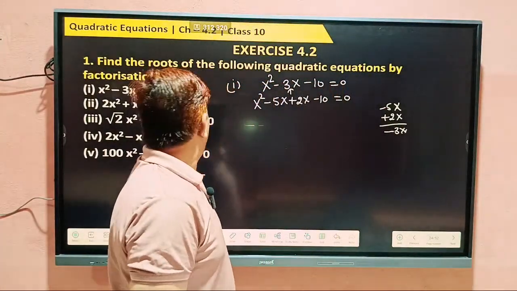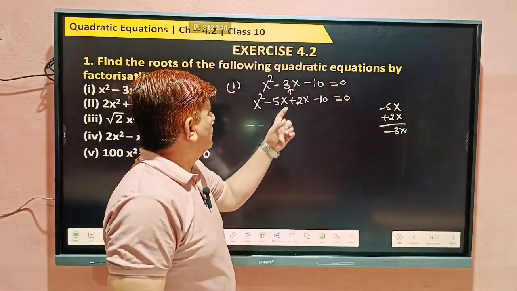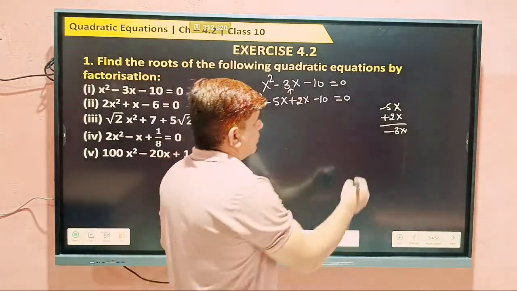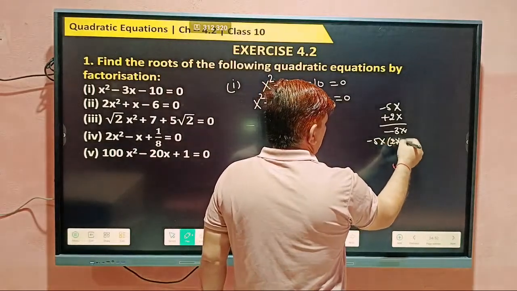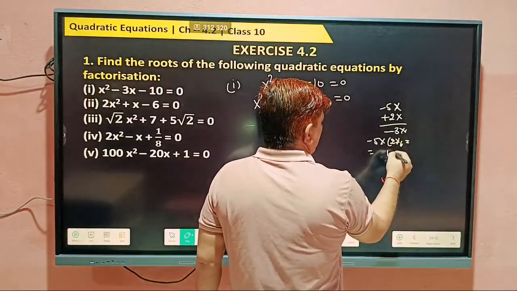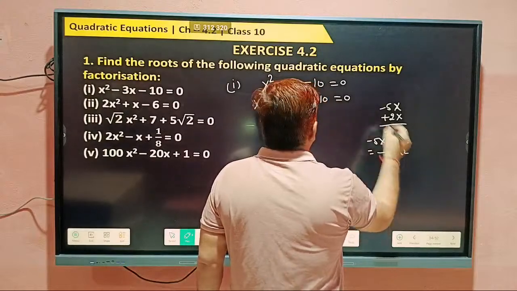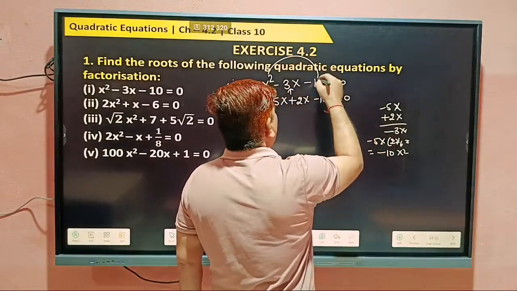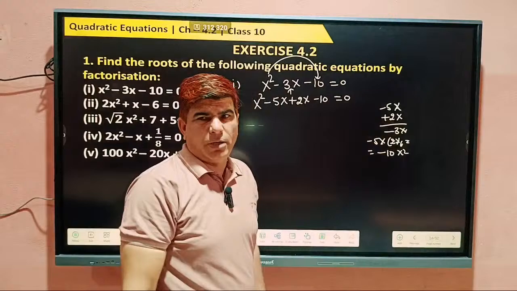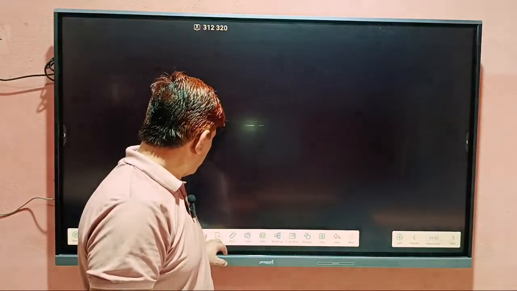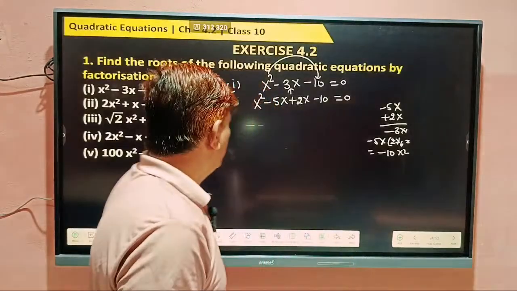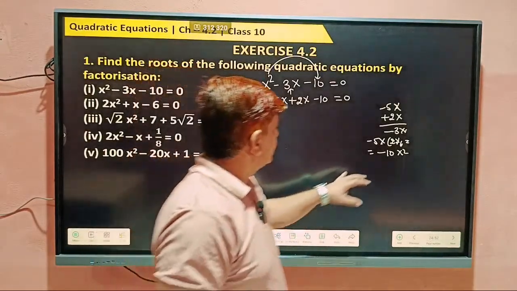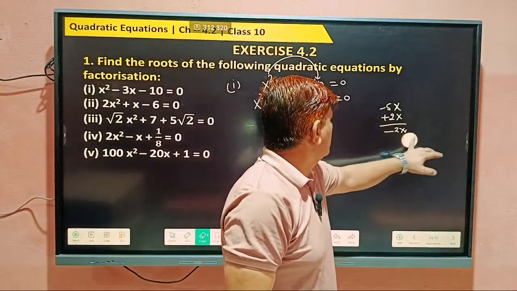Yes or no? And then what's their product? Their product is minus 5x into 2x, which is minus 10x square. 5 twos are 10, minus sign, and x square here. So their sum is the same, and their multiplication is also the same. It means we are right. So we can easily solve it.